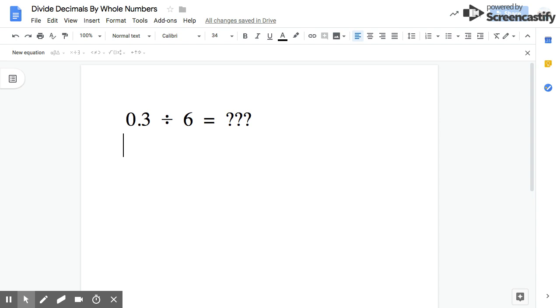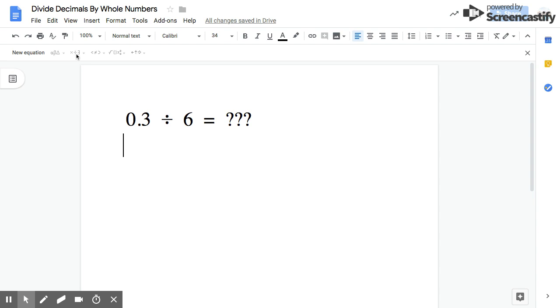I just wanted to show you a way to divide a decimal by a whole number that would not use the standard algorithm. Since as a fifth grader, it's not so much the expectation that you be a master of the standard algorithm, that you're comfortable doing division in different ways. And so in order to show you this, I have 3/10 divided by 6. So I've got a decimal divided by a whole number.